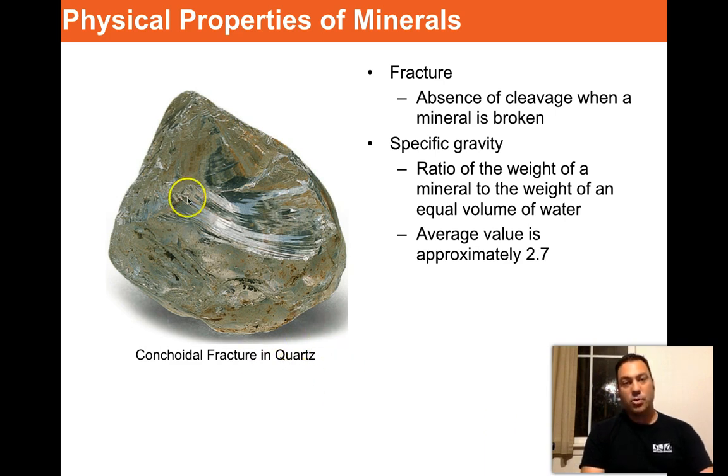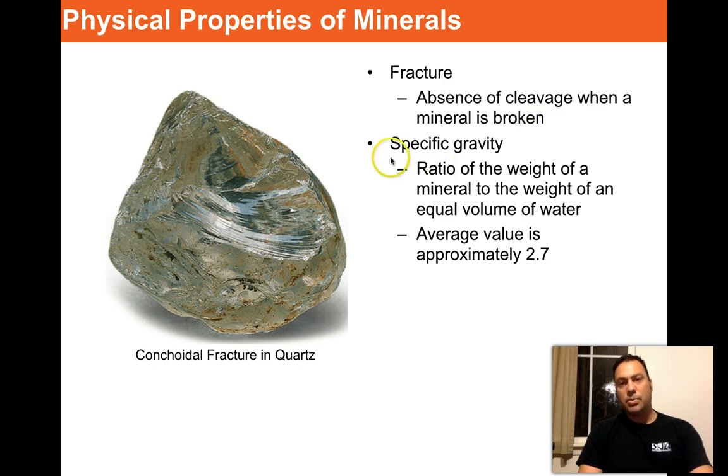But when it breaks, it forms what we call conchoidal fracture, which means these circular breaks. And you've seen it probably in window panes, right? A broken window will have this nice curved fracture, as opposed to having cleavage. And we call that conchoidal fracturing. And that occurs when there's an absence of cleavage when a mineral is broken.